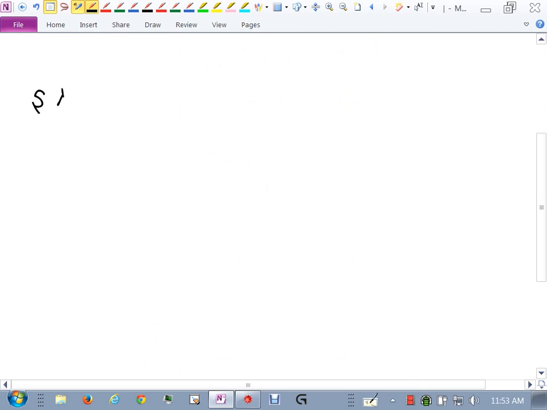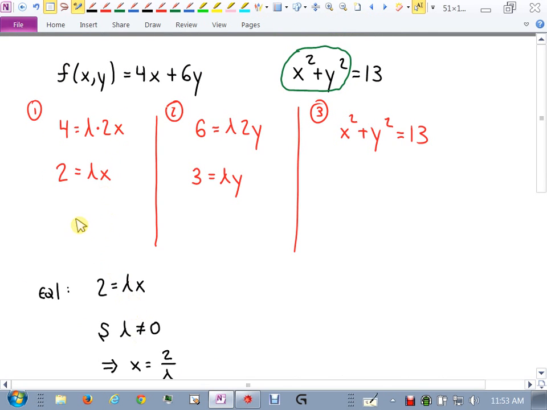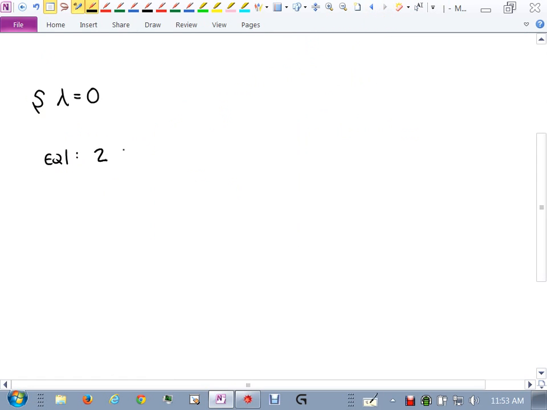Now, suppose lambda is 0. Then equation 1, in its most simplified form, but without dividing through, right here, if lambda is 0, equation 1 says 2 equals 0. Huh, no way, right? It's not happening. Therefore, lambda cannot be equal to 0. Are we done?